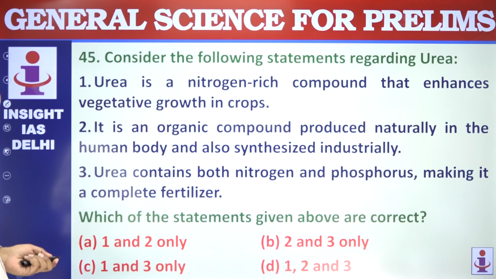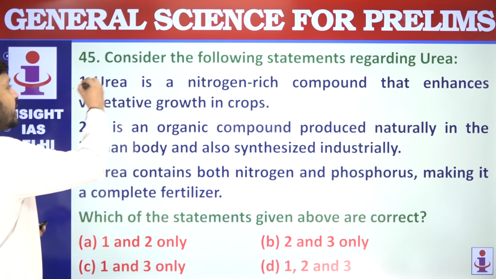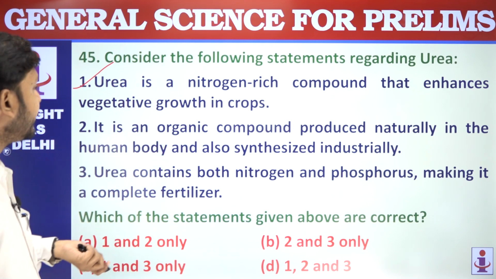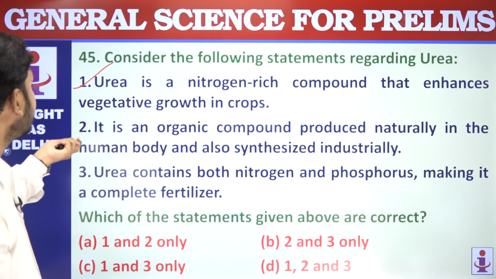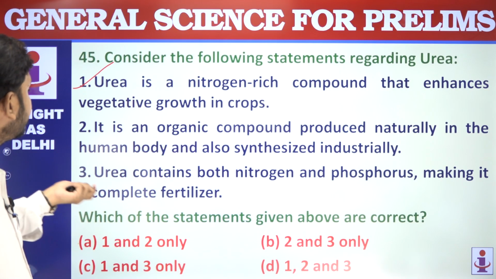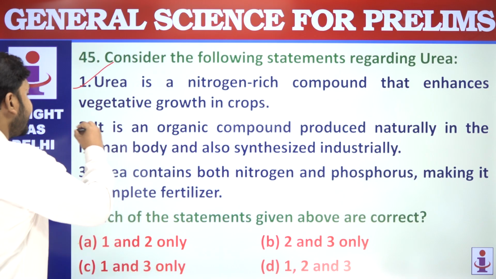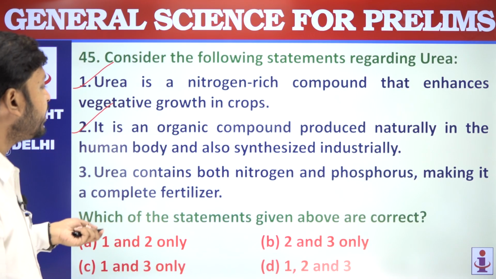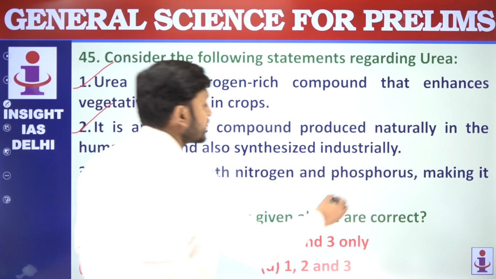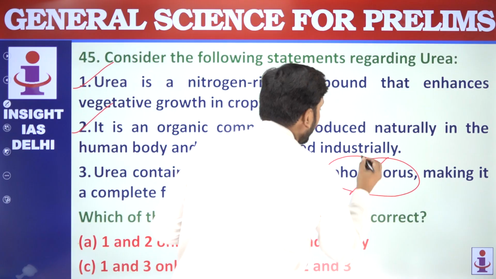Consider the following statements regarding urea. Urea is a nitrogen-rich compound that enhances the vegetative growth in the crop. That's why we use nitrogen as a fertilizer, right? Urea as a fertilizer. It is an organic compound produced naturally in the human body and also synthesized industrially. This is also right. Urea contains both nitrogen and phosphorus. No, this is wrong. Urea consists mainly of nitrogen.